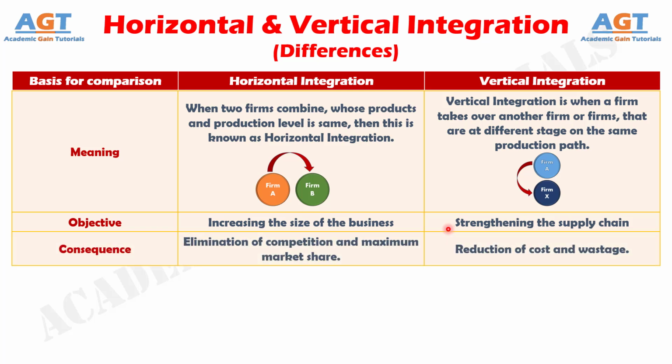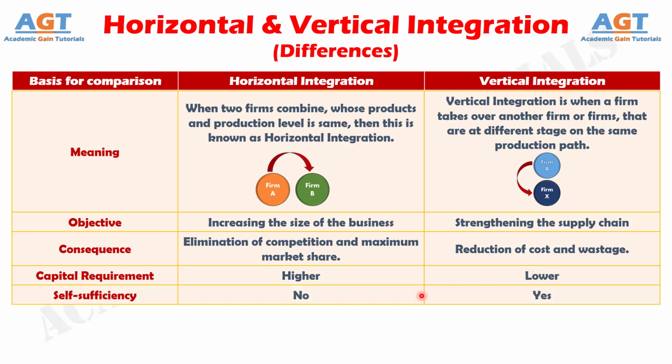Number 3. The greatest advantage of horizontal integration is that it eliminates competition between firms, which ultimately extends the market share of the company. Conversely, vertical integration results in lowering the cost of production and wastage. Number 4. Capital requirement is higher in horizontal integration, whereas capital requirement is lower in vertical integration.